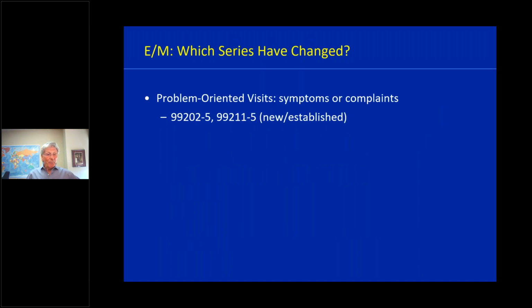All right, now, when we talk about evaluation and management codes, which is going to be the source of most of our discussion today, remember that there are a variety of what are called series of codes for evaluation and management or cognitive services. The first is a problem-oriented visit. And that's when a person has symptoms or complaints. And remember, for new patients, those are 99202 through 99205. And then for established patients, 99211 through 99215.